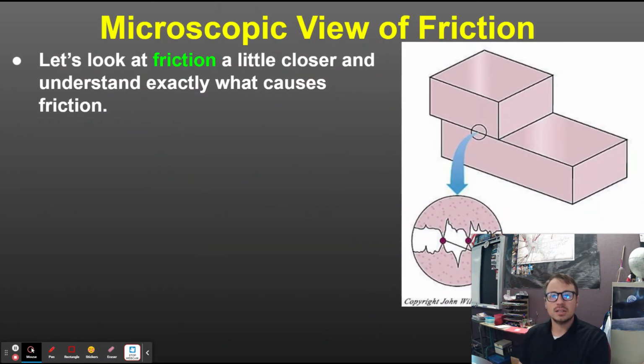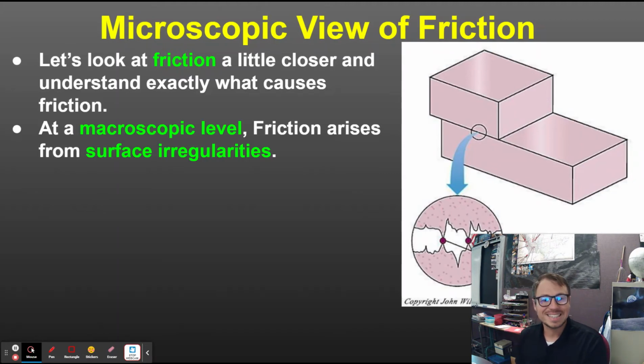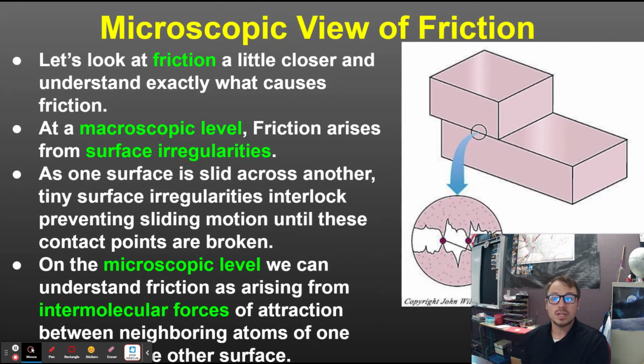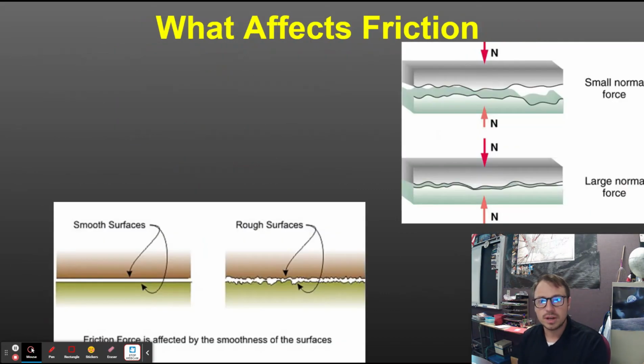If we look at friction a little closer and understand exactly what causes friction on a macroscopic level, friction arises from surface irregularities. You can see here that all surfaces, even smooth ones, have little bumps that are going to bump into each other and hook onto each other as they're sliding across each other. On a microscopic, atomic level, we understand that friction arises from intermolecular forces of attraction between neighboring atoms of one surface to the other. What you need to know is that friction is basically those surface irregularities.